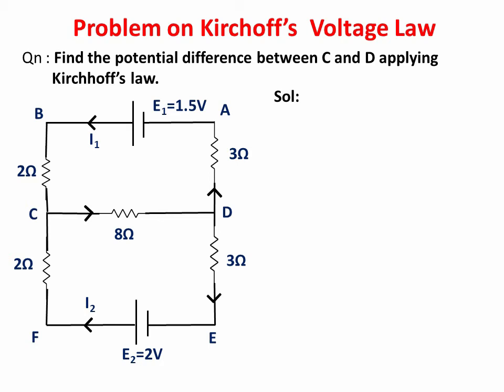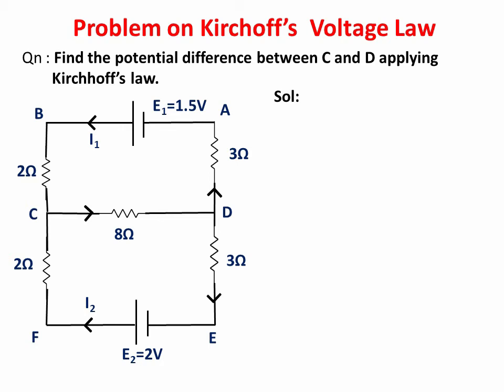E1 value is given, 1.5 volt. E2 battery is given, what's the value? 2 volt. And the resistances are connected as shown in the diagram, and those values are also given. Now look at the current. The circuit ABCD, just look at that loop. It has only one battery, E1.